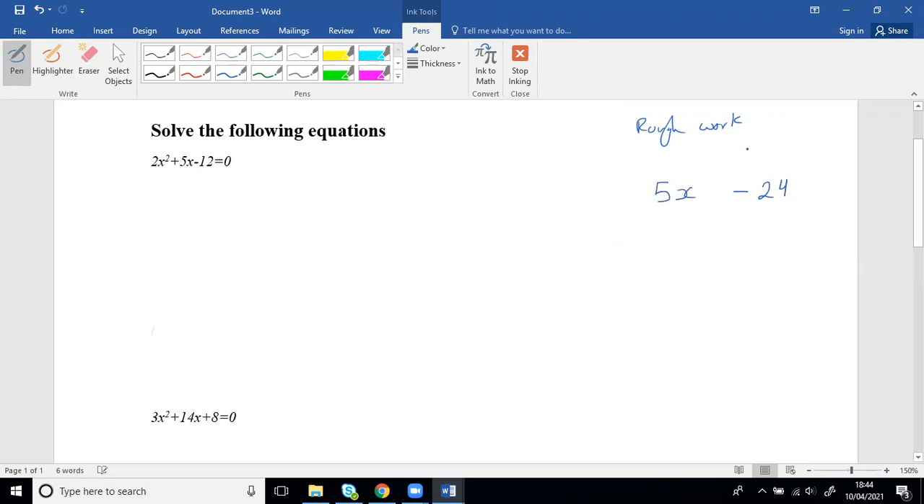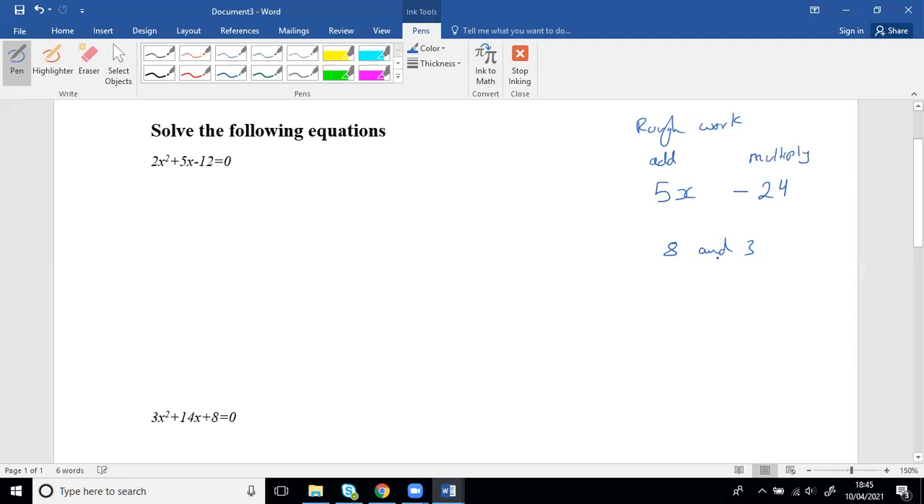Now you think of two numbers. If you multiply, it will give you 24. And then if you add those two numbers, it should give you 5. So think of two numbers. If you multiply them, it should give you 24. And then if you add those numbers, it should give you 5. So 8 times 3, that will give us 24. So 8 and 3.